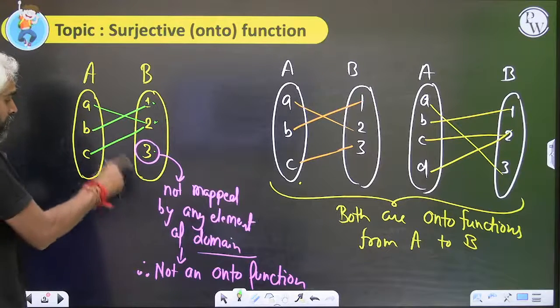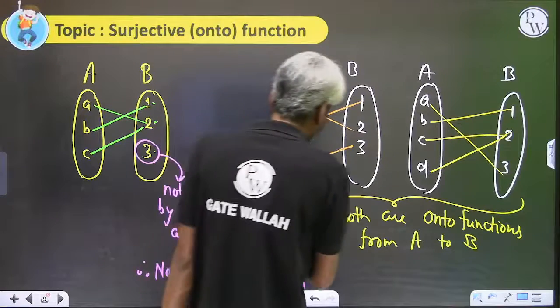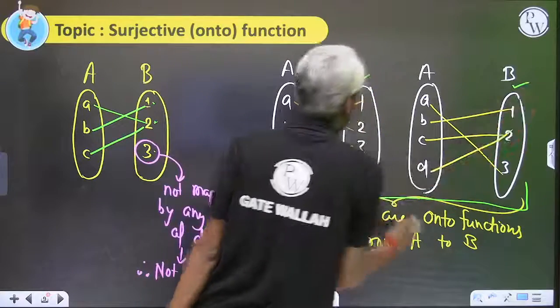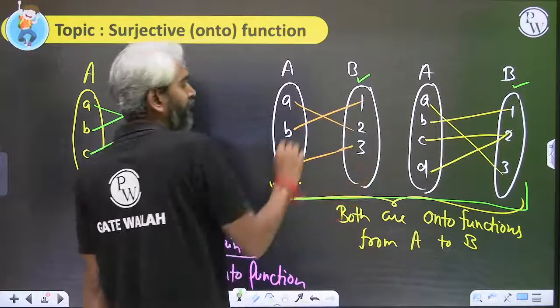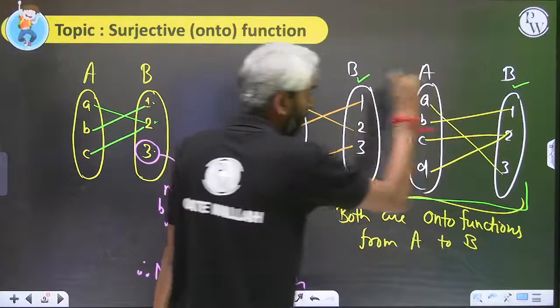In this particular function, range is not equal to codomain, but in these two functions, range is exactly the same as the codomain of the function. All the elements of the codomain are mapped by at least one element. Therefore, range equals codomain. Here also, range equals codomain.